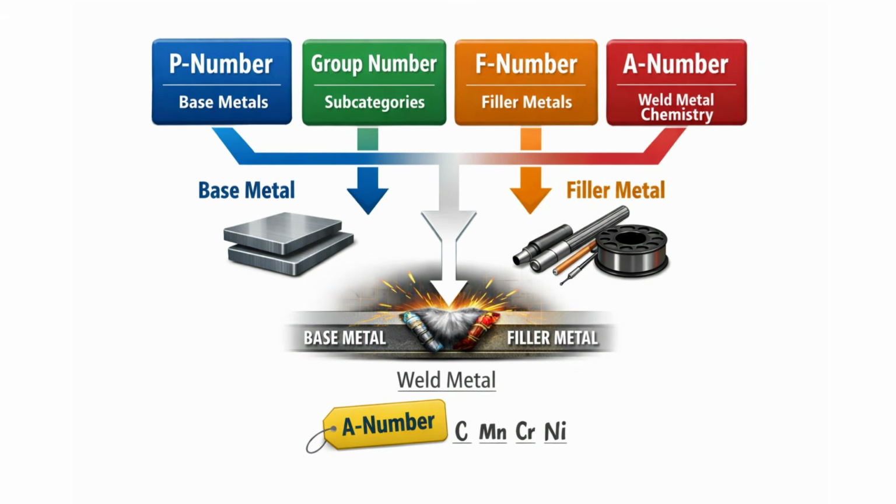In welding, we group materials and consumables with codes to reduce the number of procedure qualifications required. This system includes: P numbers are base metal categories, group numbers are subcategories of P numbers for toughness testing, F numbers for filler metals, electrodes, and wires, and A numbers are weld metal chemical composition.